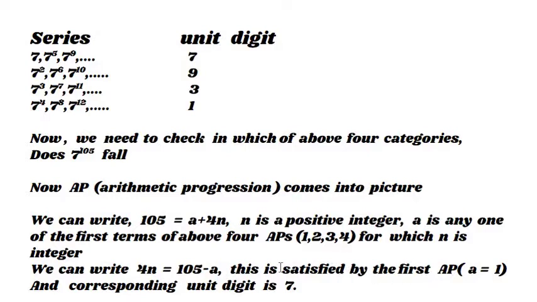This is satisfied by a equal to 1, and the unit digit corresponding is, as you can see, first term is 1 and corresponding unit digit is 7. So the unit digit is 7 and the answer is 104.